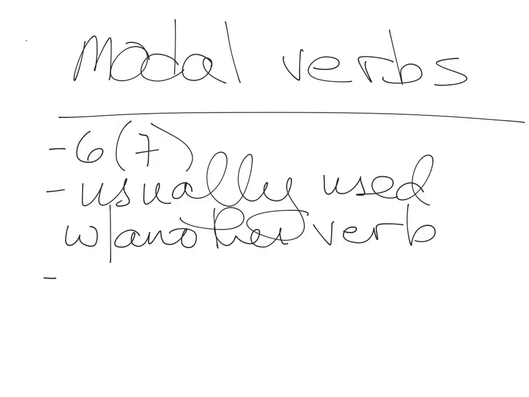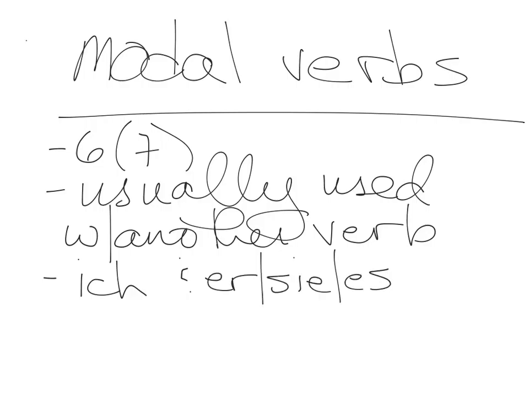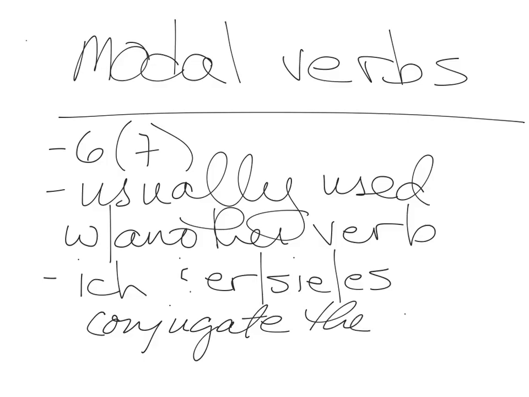The other thing that is special about these is that ich and sie conjugate the same. So that is different. The big thing is that once you know what ich is, you also automatically know what sie is. So the sie is not going to have that traditional T ending that you have gotten used to.